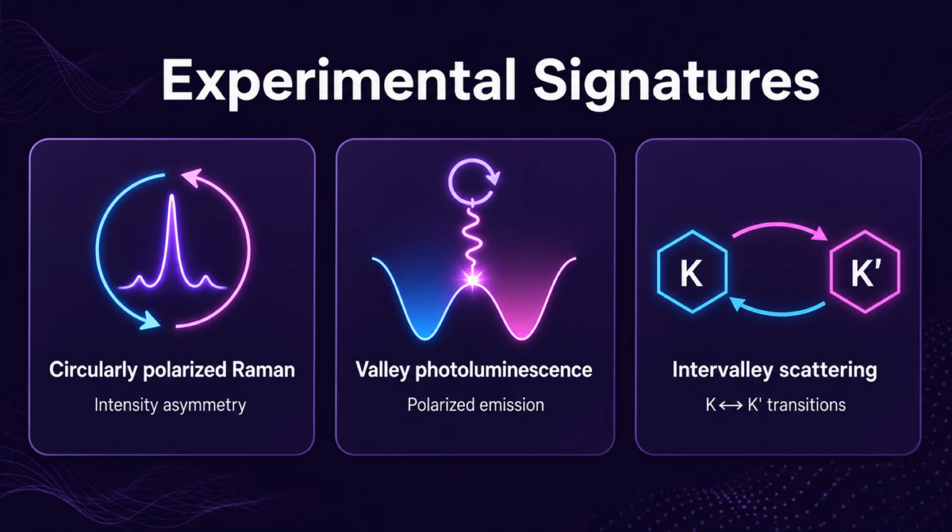These selection rules lead to observable experimental signatures. In circularly polarized Raman spectroscopy, we see intensity asymmetry between sigma plus and sigma minus excitation at a given valley. Valley photoluminescence shows polarized emission locked to excitation helicity. Intervalley scattering between K and K' is mediated by specific chiral phonon modes.